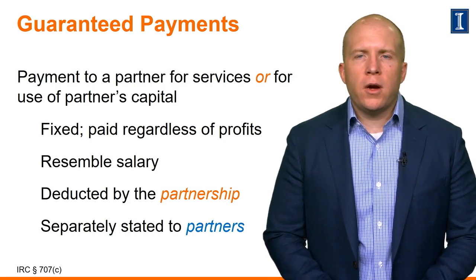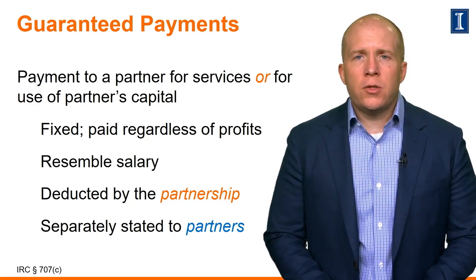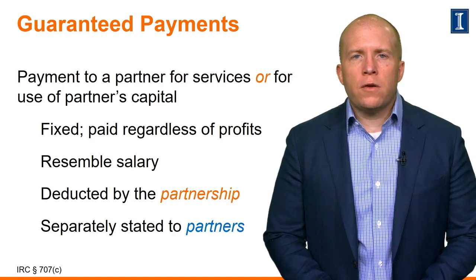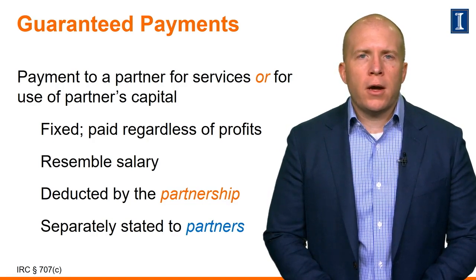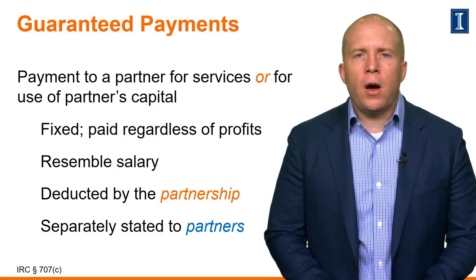Although included in the ordinary business income or loss of a partnership, guaranteed payments are separately stated to the partners that receive them, which serves as sort of a wage reporting system for the IRS. Given their similarity to salary payments, partners treat them as ordinary income on their tax returns.